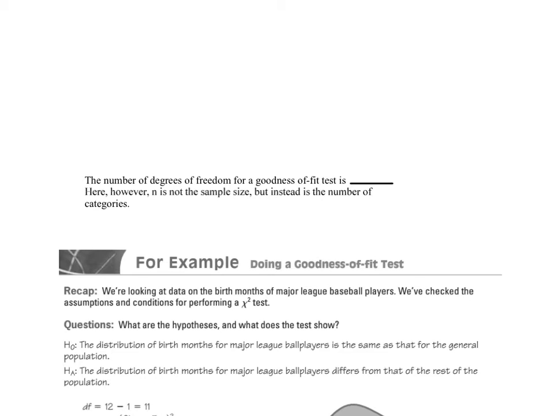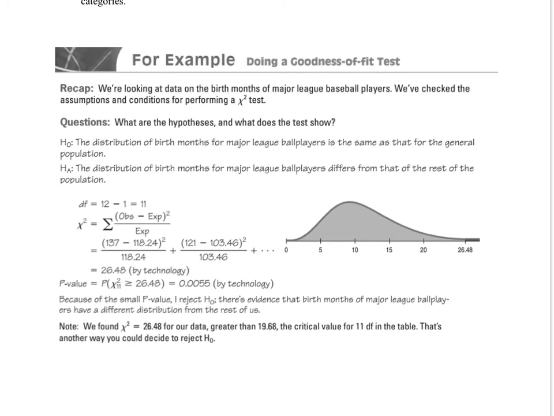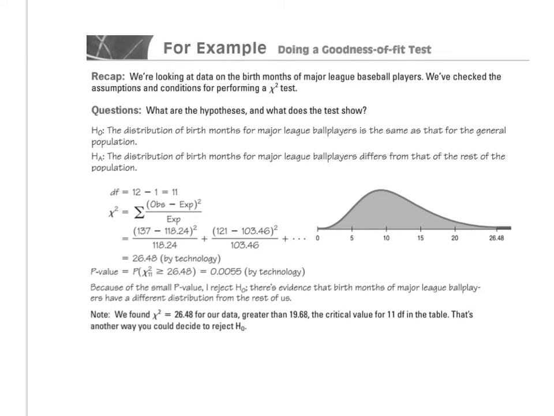All right, so the number of degrees of freedom for a goodness of fit test is still n minus 1, but in this case you're looking at categories, not the number of values. So the example that they used was talking about months. So your degrees of freedom would be 11, because if you subtract 1 from 12, you end up with 11. Then they took each of the expected values and subtracted them from the observed.